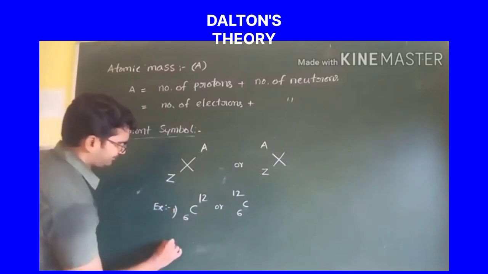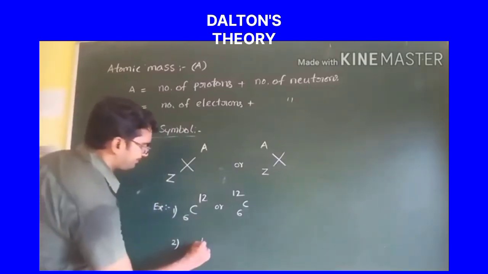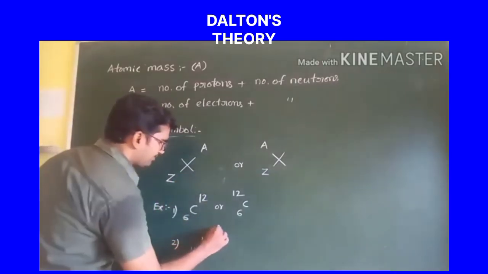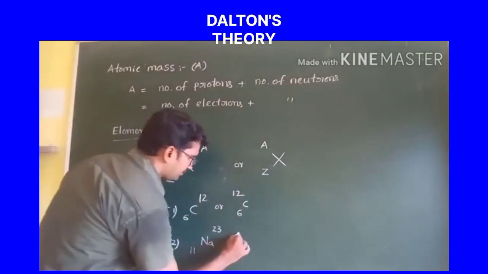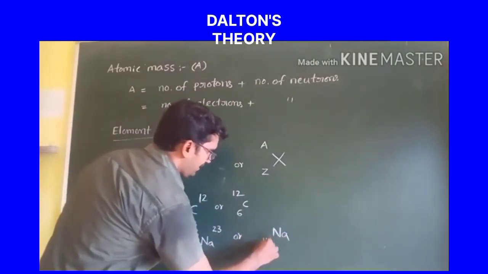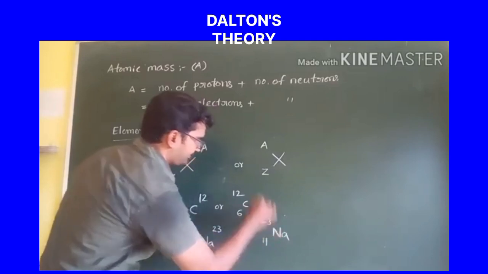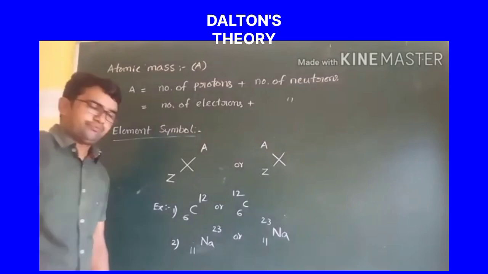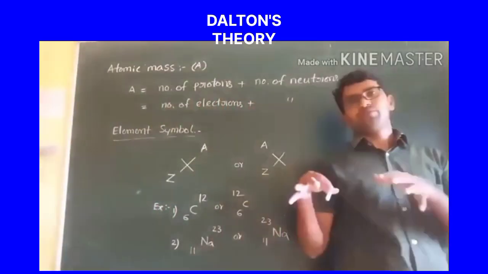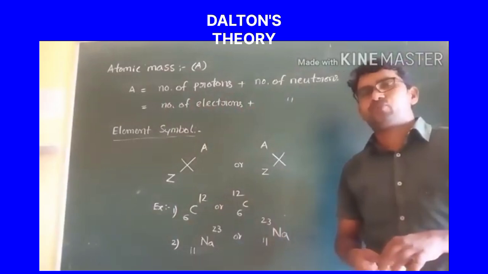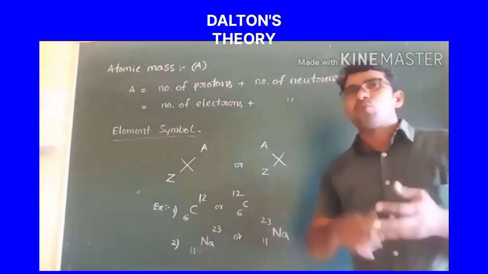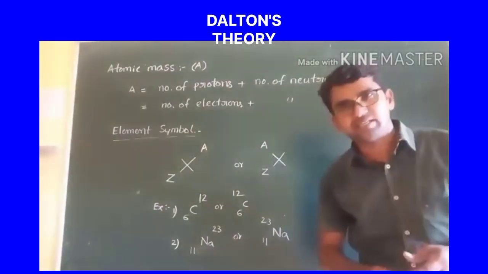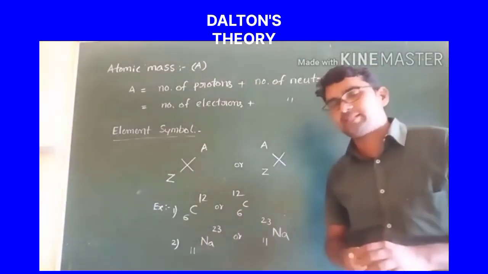Another example, sodium. Atomic number is 11 and mass number is 23. Or sodium 11, 23. This is our first class. Most important topics we discussed in this class. Right? What is an atom? What is a molecule? What are fundamental particles and what are subatomic particles? Atomic number and mass number. Right? In our next class.